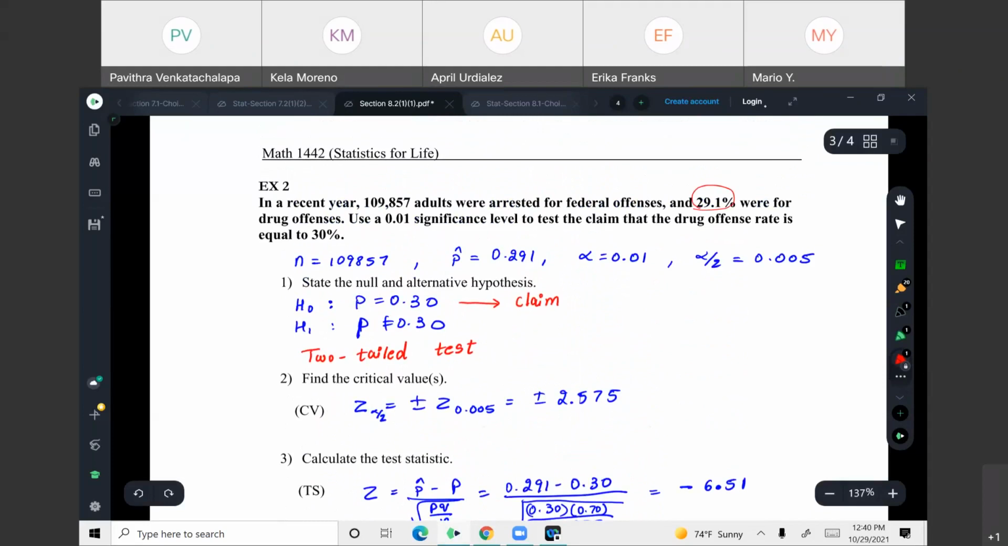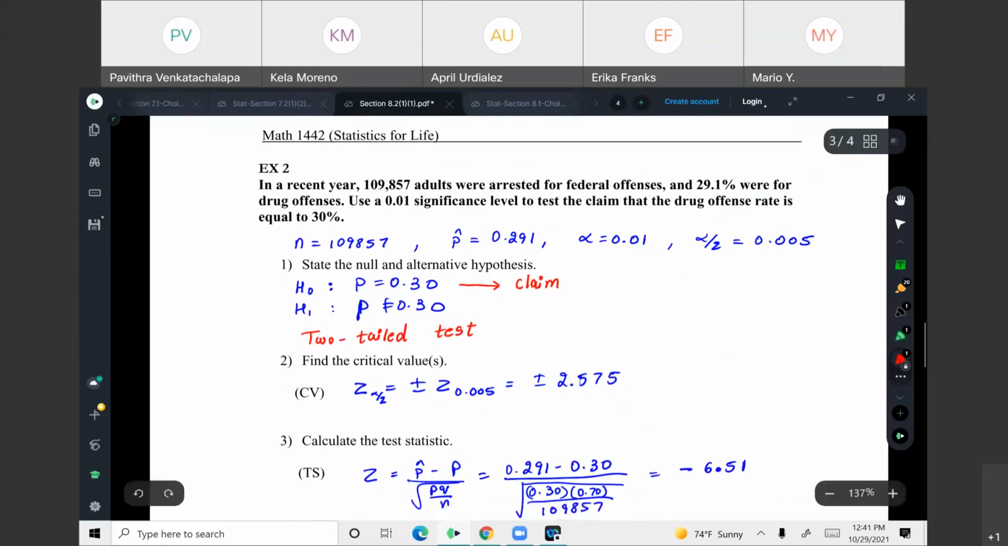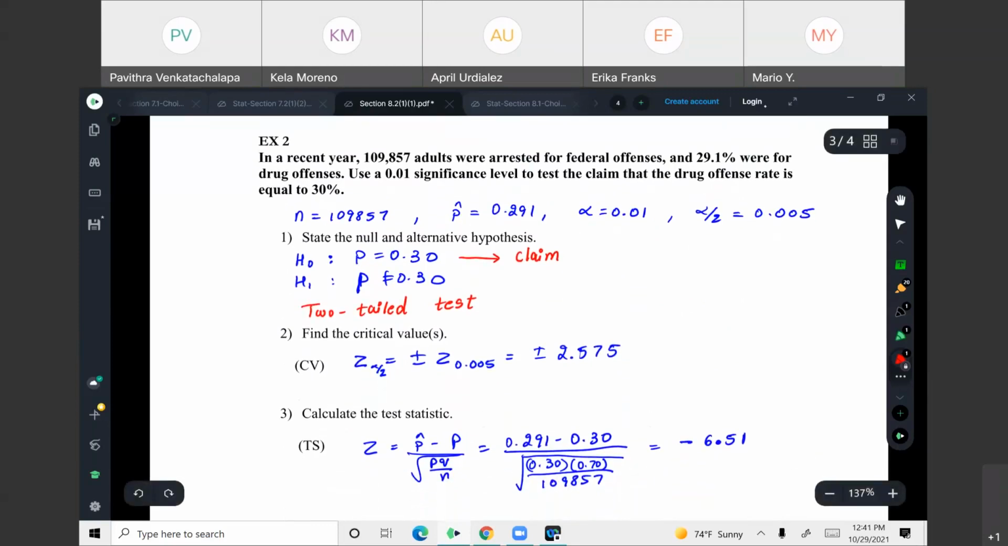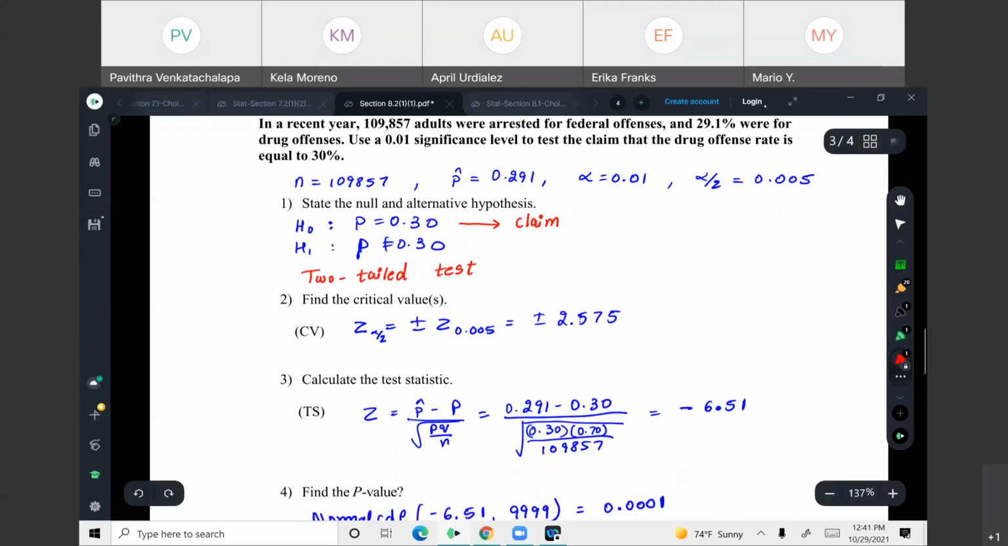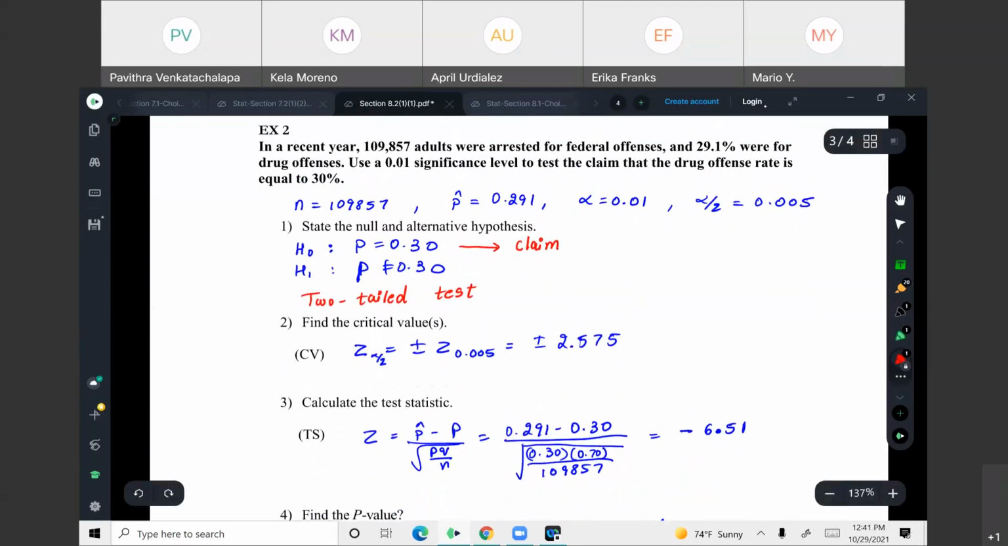It's 29.1%. So 29.1 divided by 100 is 0.291. Right? So usually your claim will be done at the end of your problem, and that means your claim will be somewhere in the beginning. This is the tough job actually, to identify the terms. And from there on, it's easy to do.